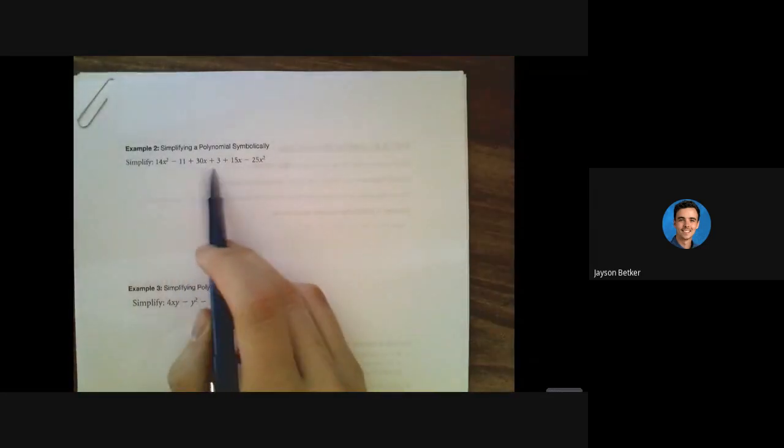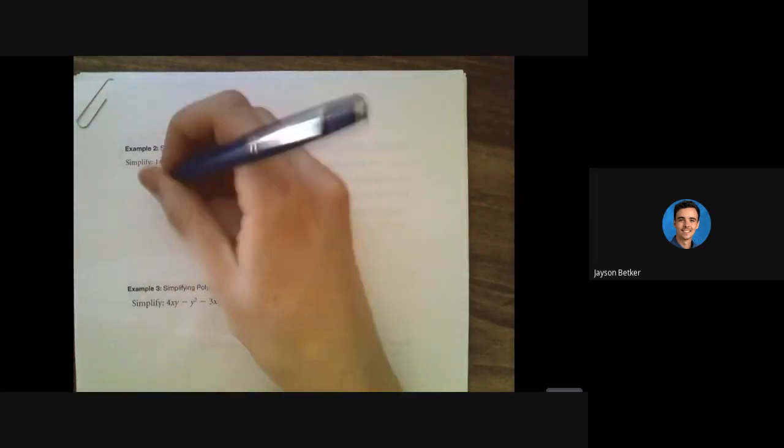So let's group the like terms first, because they're all over the place here. 14x squared minus 11 plus 30x plus 3 plus 15x minus 25x. So what this is going to be is 14x squared minus 25x squared. I'm grouping the x squareds.